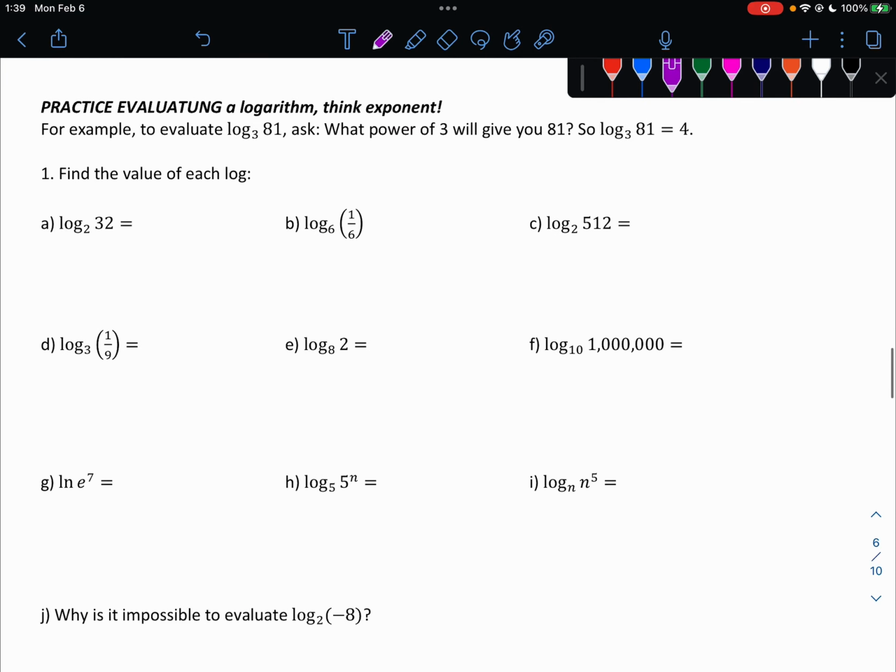All right, let's practice some evaluating. For example, if you said, what is log base 3 of 81? You're going to ask yourself, what power of 3 will give you 81? Well, 3 to the 4th would give you 81. So log base 3 of 81 would be 4.